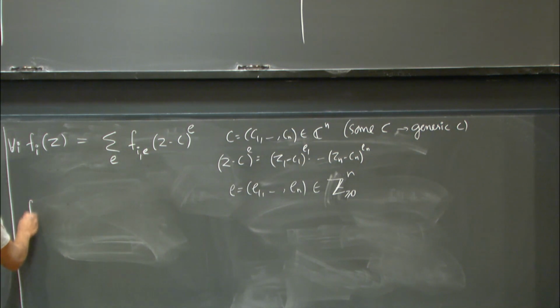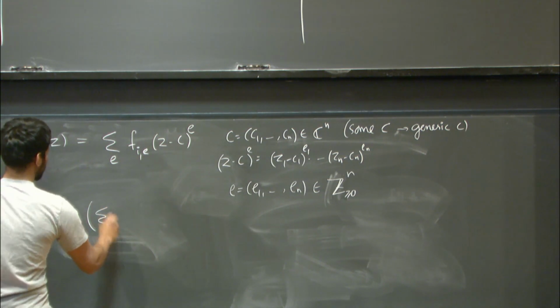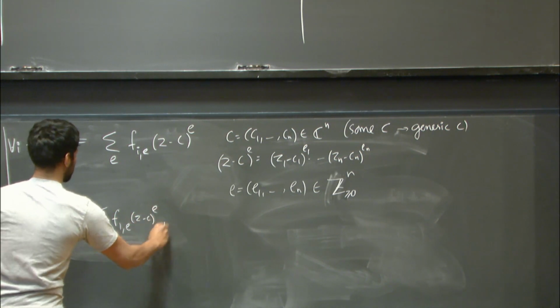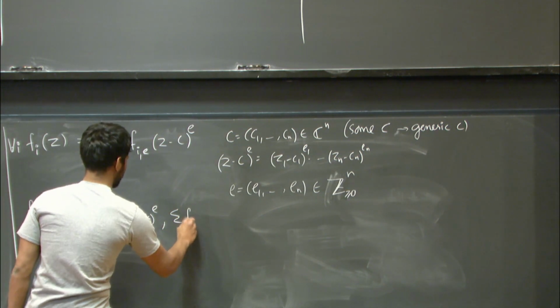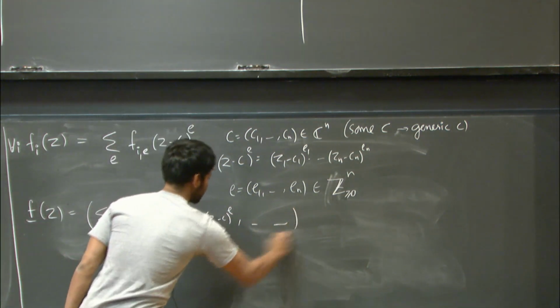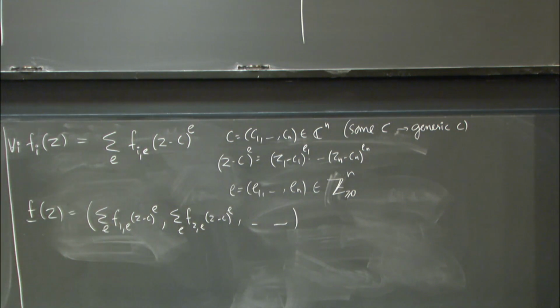Okay. So you have this vector, and each one of them you write as a power series, right? It's going to look like the sum over exponent vectors of f1e (z minus c) to the e, the sum over exponent vectors of f2e (z minus c) to the e, and so on. I don't care where it ends. But now I want you to observe that I can take the summation out.